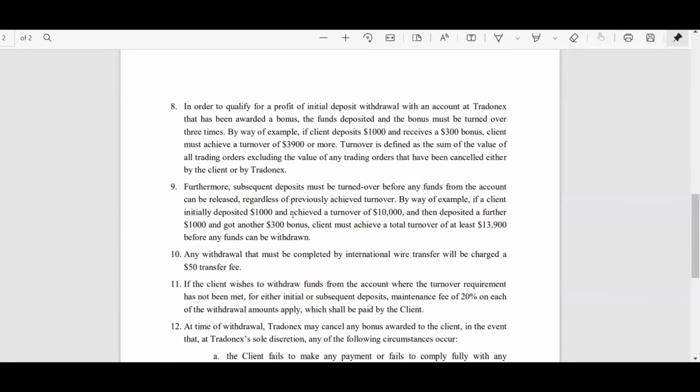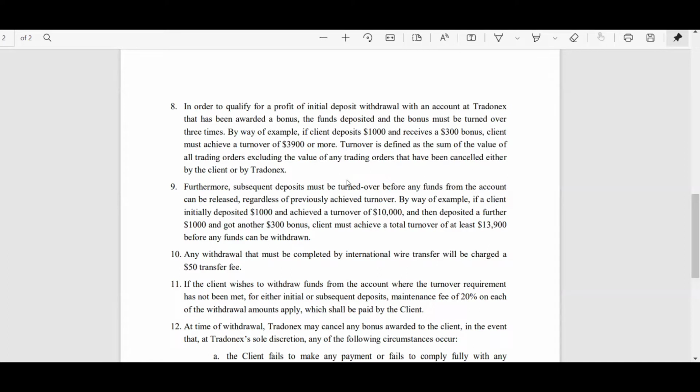So again, if you turn over all this account and you decide to deposit another $1,000, you get another $300 bonus. Well, you still have to turn over that new deposit 3 times. So not only did you have to turn over the first deposit, you have to turn over the second, and they all have to turn over the same. So for example, you turned over your account $3,900, but you want to add another $1,000, take another $300 bonus. Well, you have to turn over this amount again.